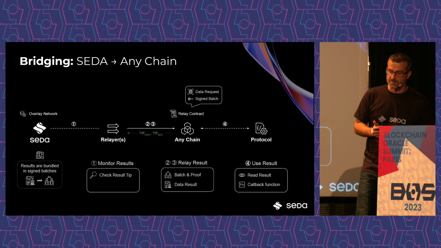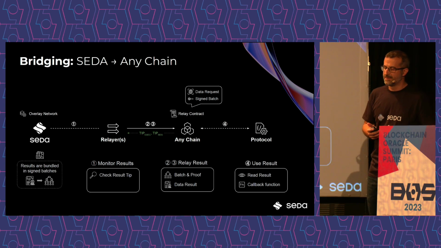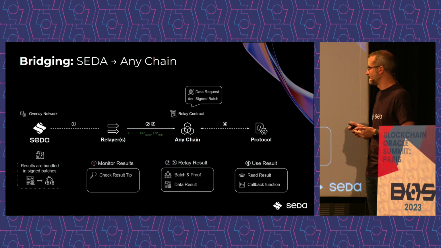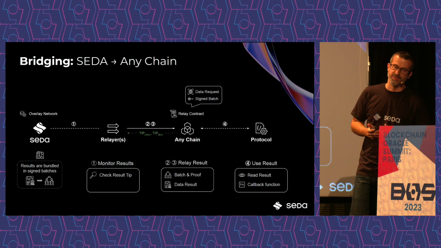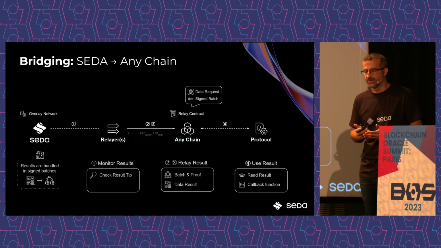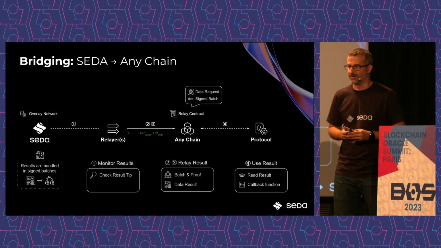I don't want to go too deep into that, but it uses some aggregate signature scheme that ensures it comes from the SEDA chain. And the last step is just the protocol contract reading the data, or maybe, as many other Oracle protocols, we can have the relay contract calling some callback function on the protocol contract.